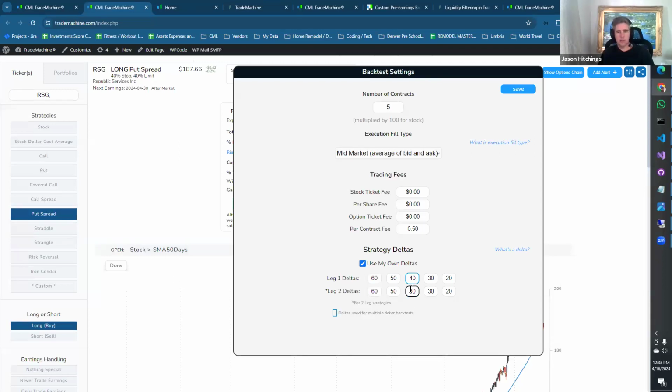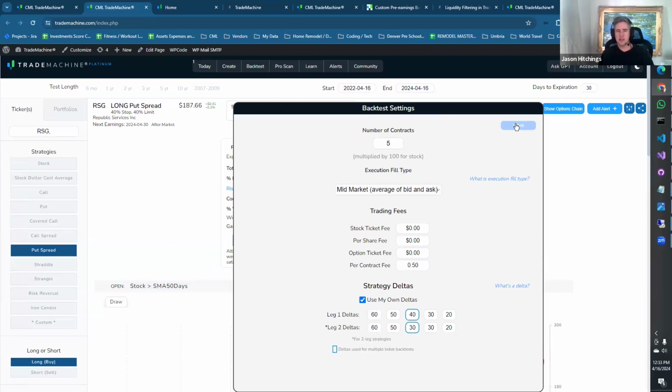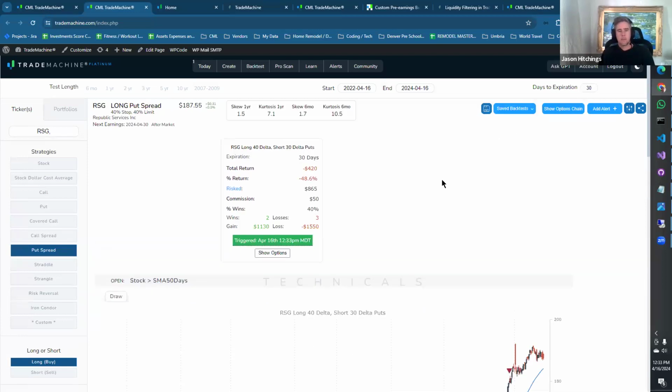Right now, this is a long put spread. So I'd be long the 40 delta, short, now I'm going to say the 30 delta. So a little bit more out of the money. Delta just tells you more or less how far out of the money something is. 50 delta is at the money. We use delta because it's a little bit more precise than saying $5 out of the money. Because if a stock goes from $20 to $500, being $5 out of the money is very different. But delta kind of captures all of that.